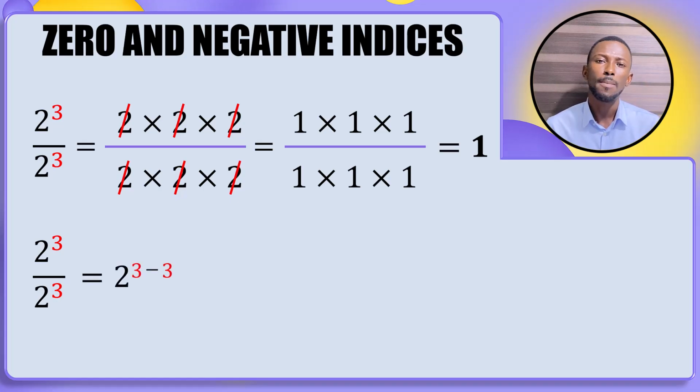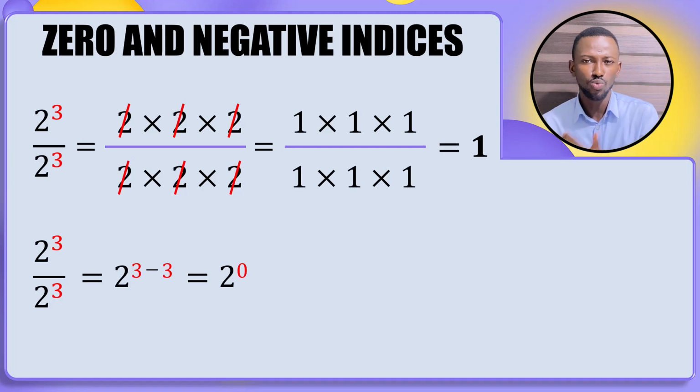So 2 to the power 3 minus 3. And 3 minus 3 is what? 0. So 2 to the power 3 divided by 2 to the power 3 is equal to 2 to the power 0.